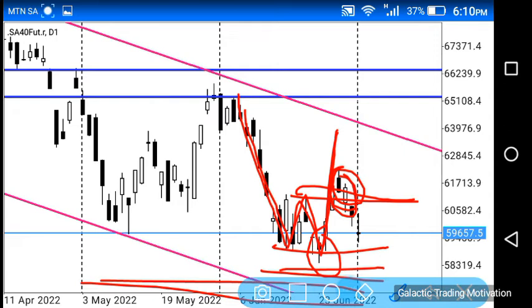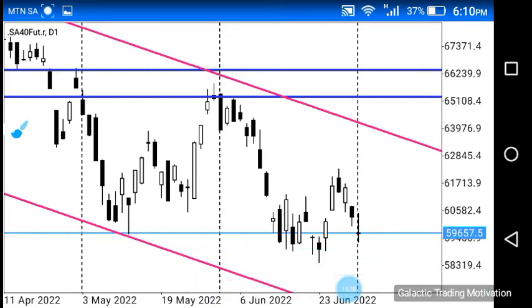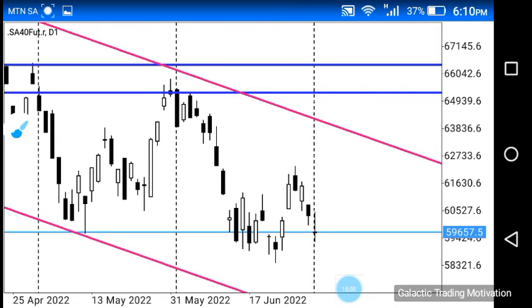So there's a whole lot of money sitting in this region, and in the next week we might see price, as I said, coming down here to trigger all of those stop losses, right? Anyway, let's proceed, guys.